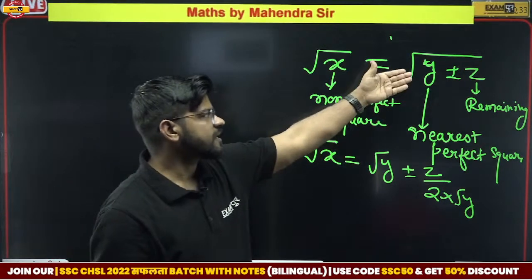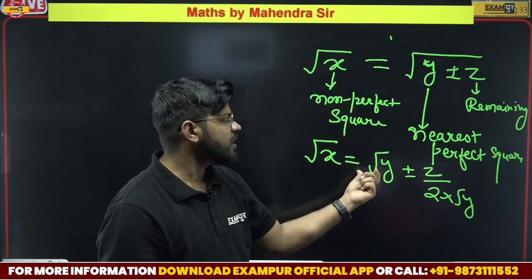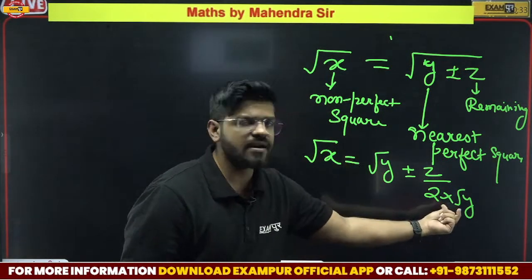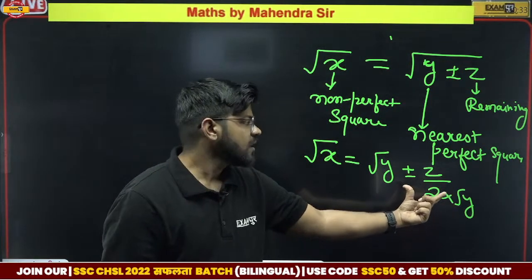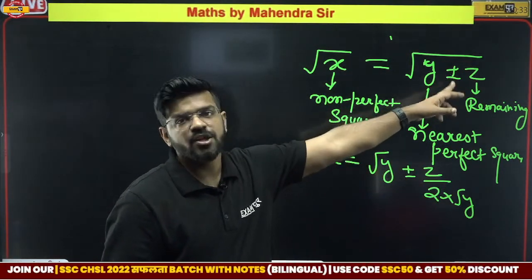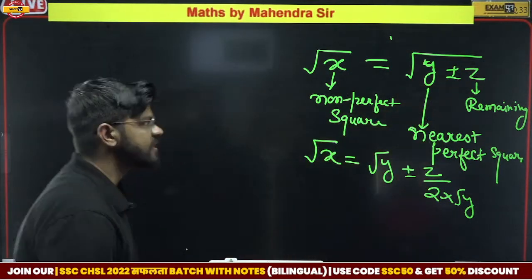For the perfect square, just calculate the square root of this number and write it here, and double this number right here below the z, in the denominator of z. And whatever sign you get here, if it is plus, write plus here. If it is minus, write minus here.